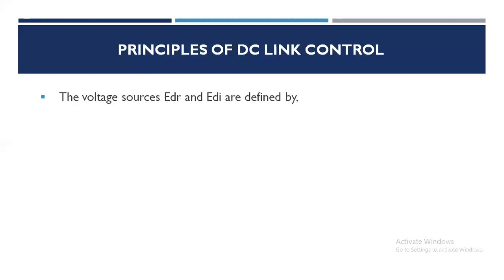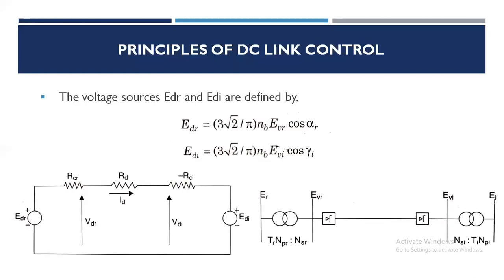Consider the steady state equivalent circuit of a DC link terminal as shown in this figure. This is based on the assumption that all the series connected bridges in both the poles of converter station are identical and have the same delay angles. Also, the number of series connected bridges in both the station rectifier and inverter are the same.